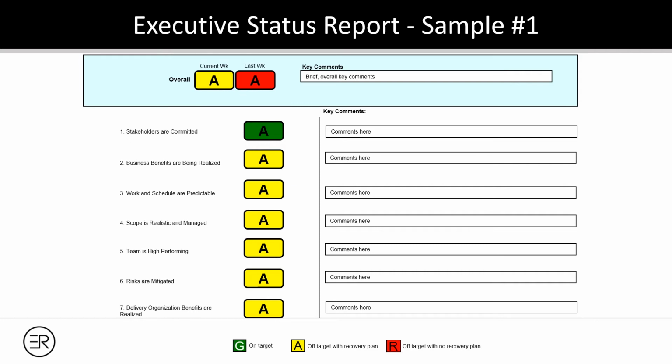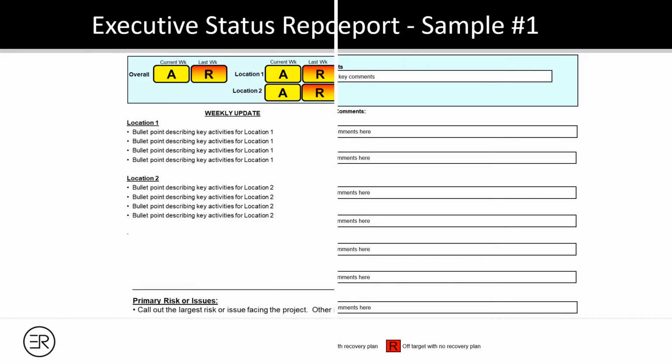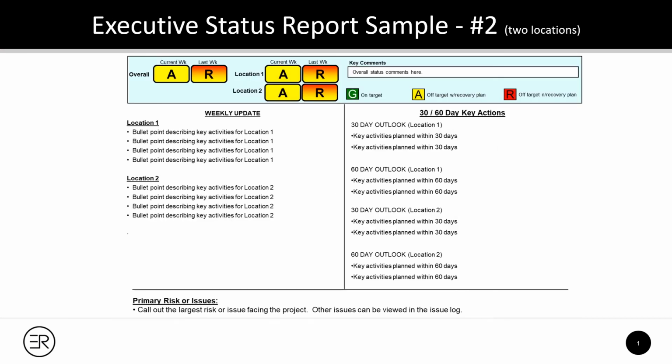Above, you see that there's a key comment section for the overall comments that you have on everything. And so this is one report I find that executives really like because it's short and to the point and it hits the key areas that they're interested in. Here's a format you might consider if you're delivering a solution to 2 locations.